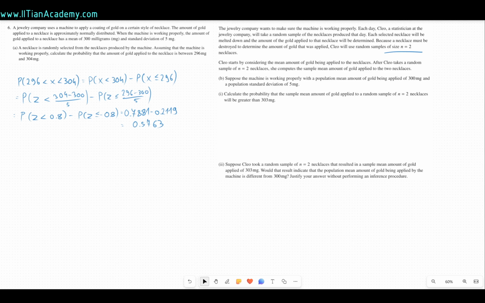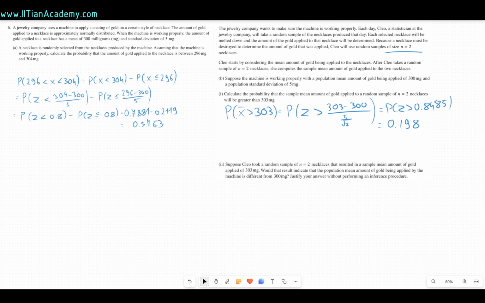We need to calculate the probability that the sample mean amount of gold applied to n equals 2 will be greater than 303 milligrams. So again, we can convert this into a standard normal distribution. So z has to be larger than 303 minus the mean divided by the new standard deviation. Since we have a sample of 2, we divide 5, the current standard deviation, by the square root of the sample size. So we get the probability of z being larger than 0.8485. And for this, we will get 0.198 from the table provided.